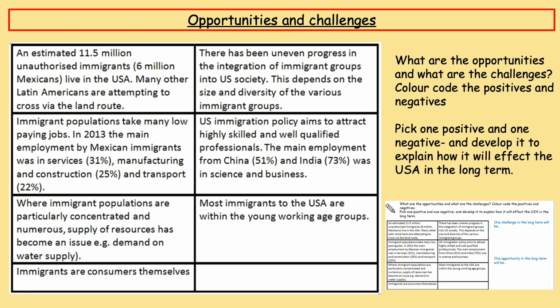So here I've given you some opportunities and challenges of migration for the USA. What I'd like you to do is first of all colour code, or in some way code, it can just be a P and an N, each statement. Is it a positive or a negative of migration? And then I'd like you to pick one positive and one negative and tell me, well, how will it affect the USA in the long term? And then in your own mind come to a judgment. Do you think migration is positive or negative for the USA, and why?